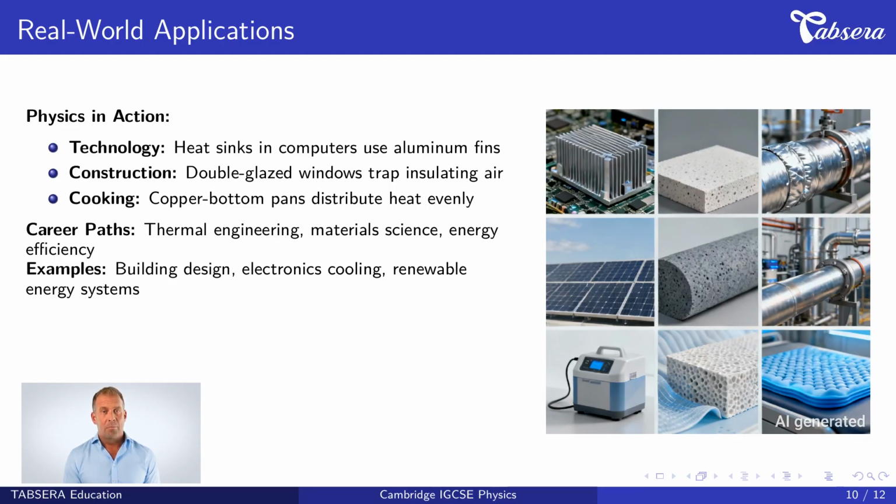In construction, double-glazed windows trap insulating air between glass panes, reducing heat transfer and improving energy efficiency in buildings. The air acts as a thermal insulator, preventing heat loss in winter and heat gain in summer. In cooking, copper-bottom pans distribute heat evenly across the cooking surface because copper's excellent thermal conductivity eliminates hot spots and ensures uniform temperature. These applications demonstrate why understanding thermal properties matters.